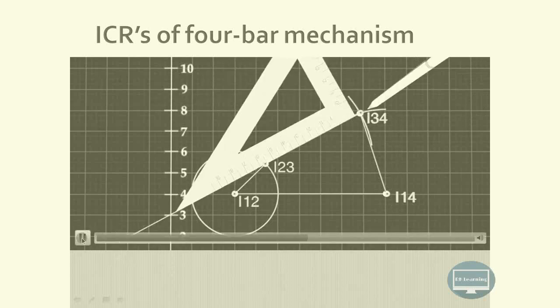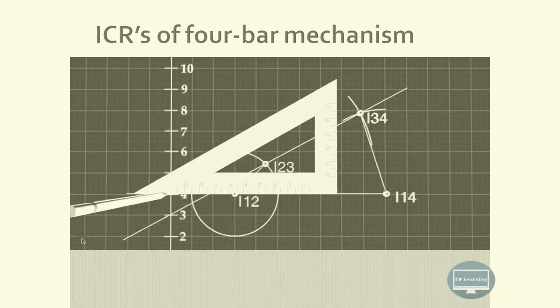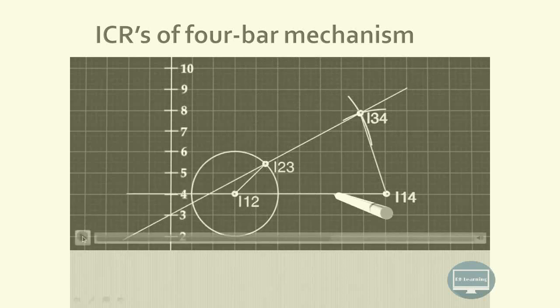Now we know that in order to find the ICR I24, as we have already seen, we have to extend the line joining I12 and I14. Then we draw a line joining I23 and I34 and extend that also. These two lines will meet each other at this particular point, and that is nothing but our ICR I24.